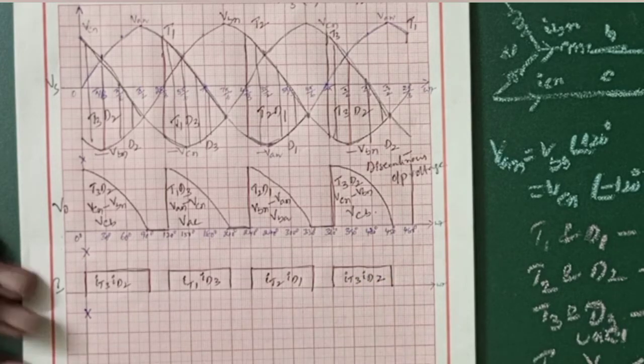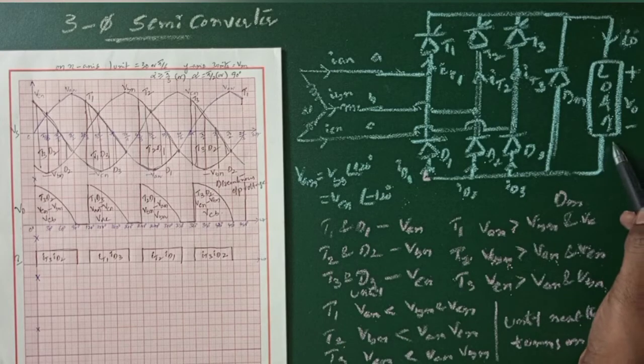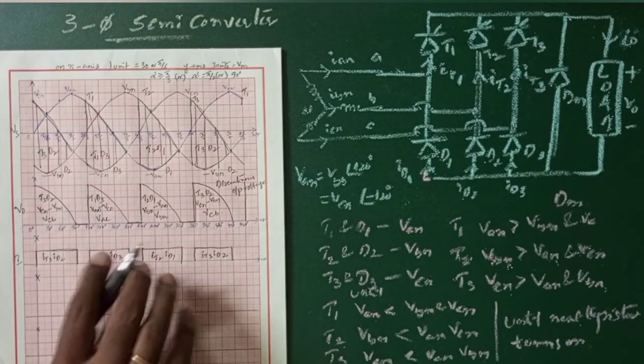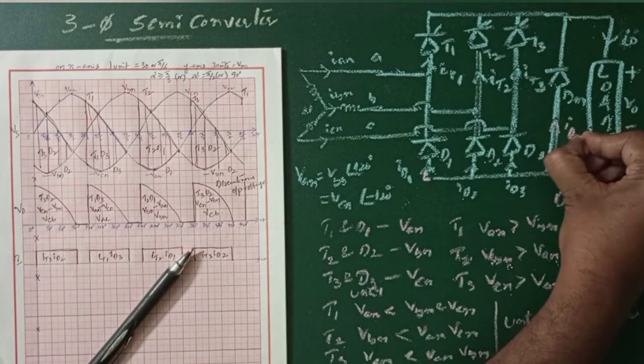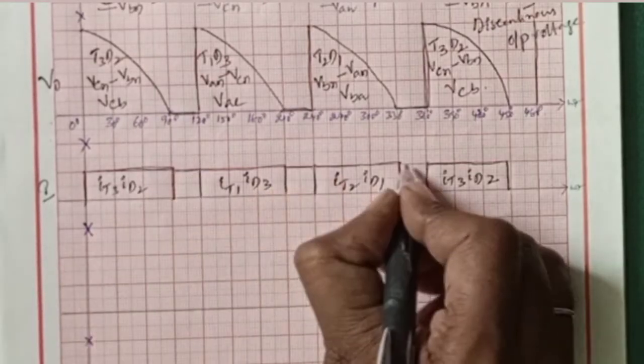In between these blocks, when no thyristor is turned on, since we have taken a highly inductive load here, the current is going to circulate through the DM. So there is a possibility of getting IDM. That IDM is going to work in between these areas.